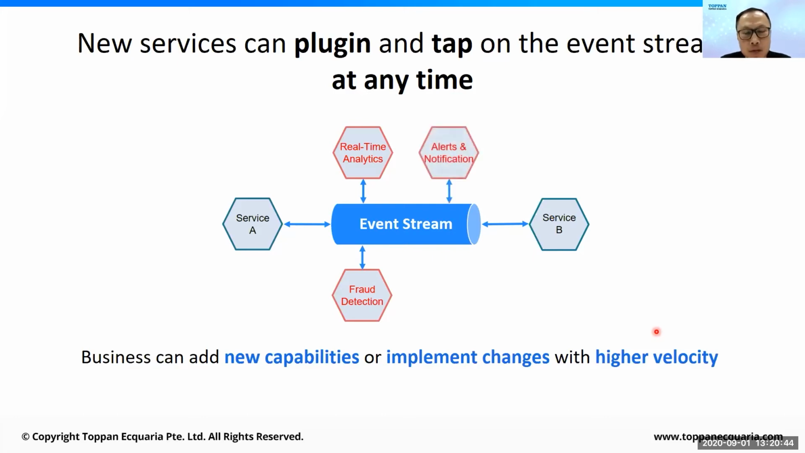You can also do things like alerts and notification service that you can plug in to listen to your events and generate alerts as and when it's necessary. For example, let's say when an application is approved, you want to notify your users, or when possible fraud is being detected, you can also use it to alert your staff and all that. So all these are easily added.